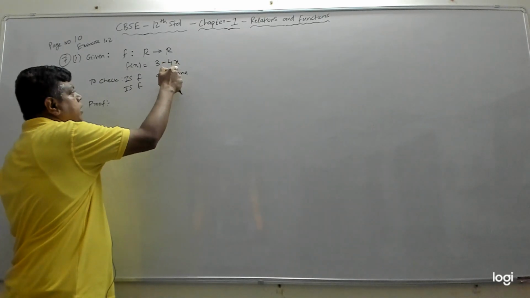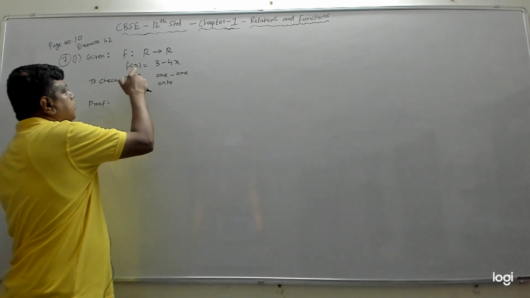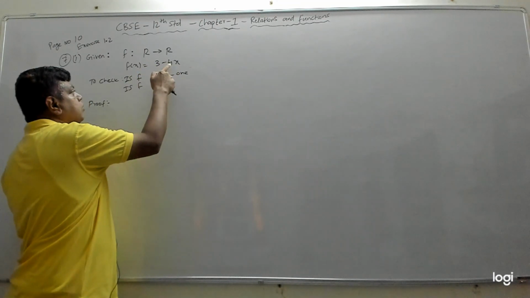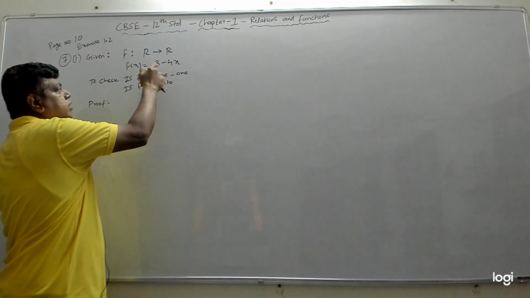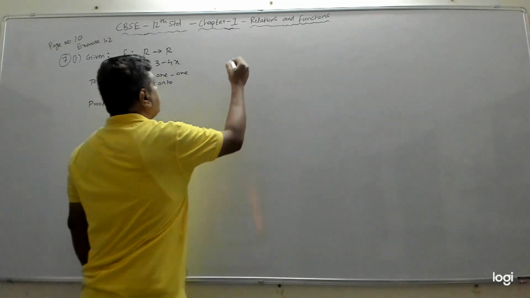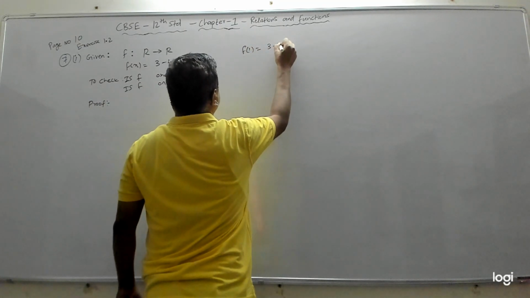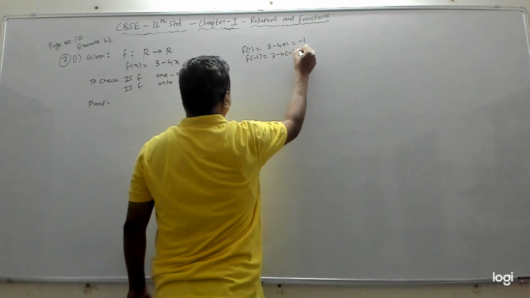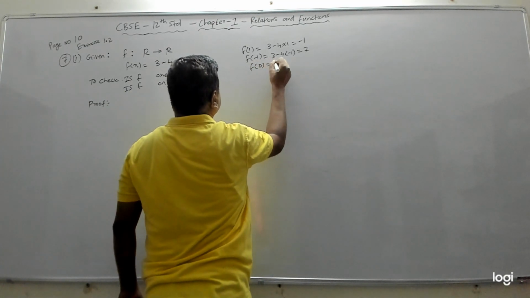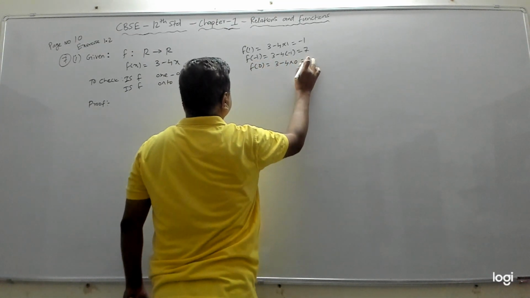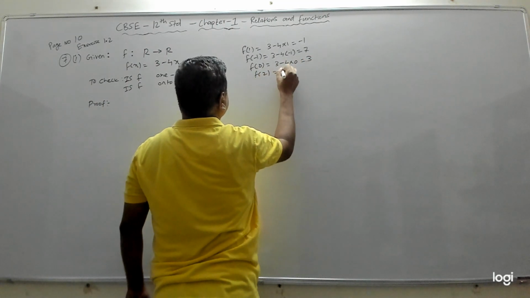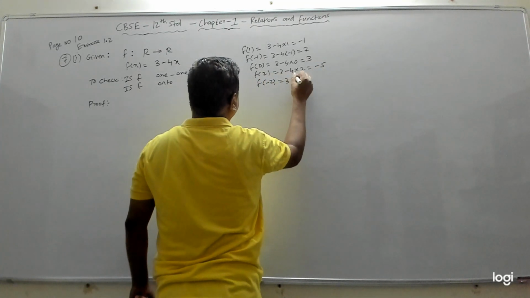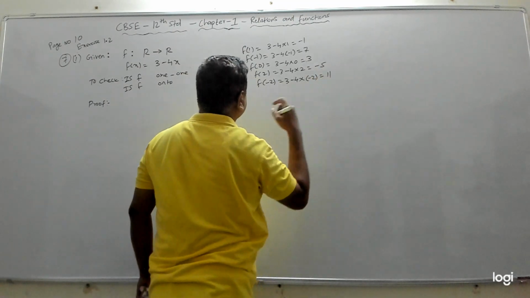If I put x as 1, I get f of 1 as 3 minus 4 into 1, which is minus 1. If I put x as minus 1, my f of minus 1 will be 3 minus 4 into minus 1, which will give me 7. Similarly, f of 0 is 3 minus 4 times 0, which is 3. f of 2 is 3 minus 4 times 2, which is minus 5. And f of minus 2 is 3 minus 4 into minus 2, which is 11.